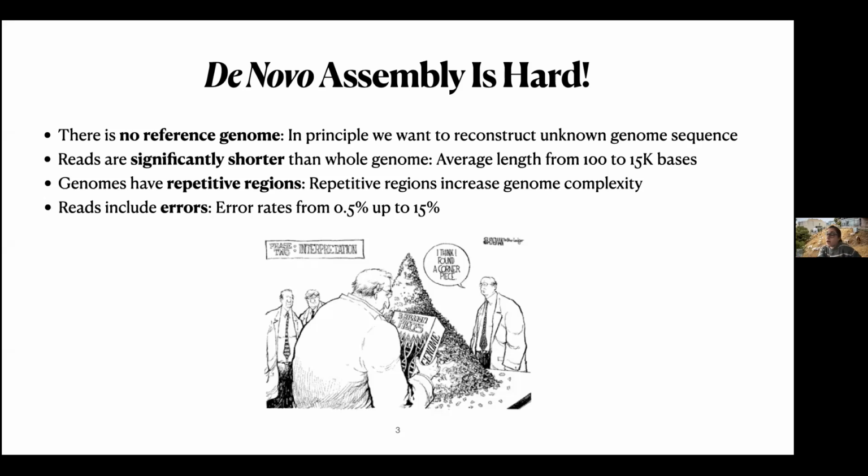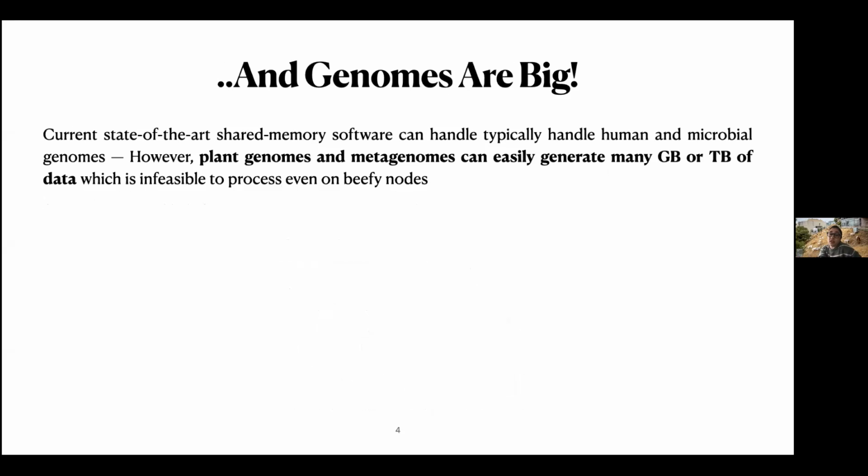So, why our team is interested in this is that genomes are huge, especially after sequencing, given that you sequence the data redundantly. And especially in the case of plant genomes and metagenomes, where a metagenome is basically a mashup of multiple organisms. It's like you sample a piece of soil or some ocean ground, and you sequence the whole environment. So you will have a mashup of different organisms in your data. And this can easily generate terabytes of data that is infeasible to process even on beefy nodes with big RAMs.